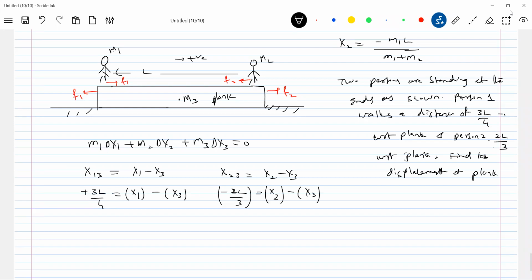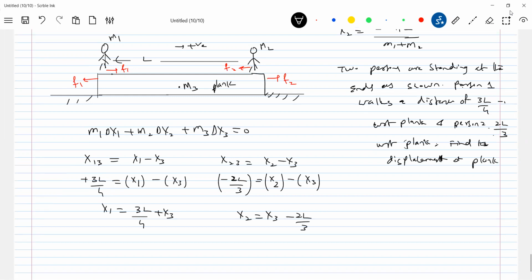So what is x1? x1 equals 3L by 4 plus x3. What is x2? x3 minus 2L by 3. And what is delta x1? Call this delta x1. Fine. Call this delta x2. And what is delta x3? Should be equal to x3. Substitute, I think we know all the values.